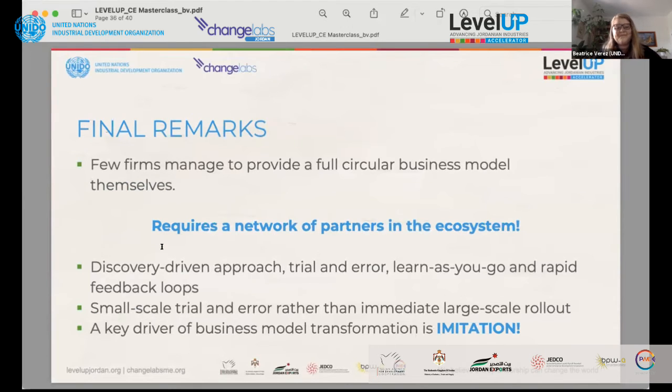So, final remarks. Like I said at the start, few firms can really provide a full circular business model all by themselves. It requires knowing who acts in your network and how they can help you on that journey. It's also, like I was saying before, that the research shows us that there's a lot of trial and error. There's a lot of learning as you go, and the key is rapid feedback loops. So start small scale and then roll out at a larger scale once you see that that's working. And again, key driver is imitation.